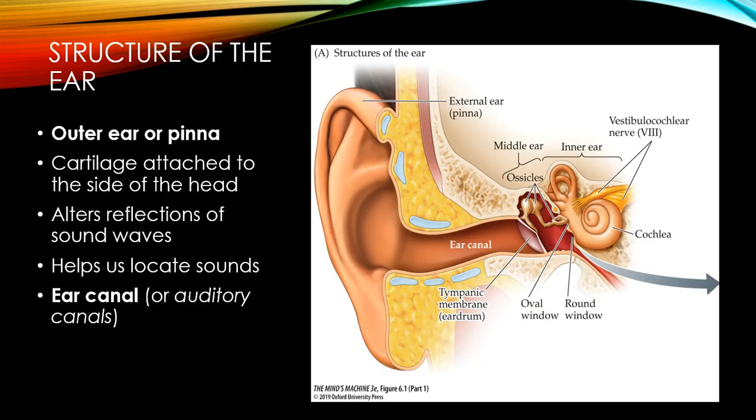So let's talk about the structure of the ear. There are three main sections of the ear that we'll talk about, and each section is made up of multiple parts. The first is the outer ear. That's this part here, the part that you see when you're looking at someone's head. It's the cartilage that's attached to the side of your head. That's the outer ear, or we also call it the pinna. It has this funny shape, but by having that shape, it's altering the reflections of sound waves and helping to funnel them into your ear. We'll talk about how this outer ear also helps us locate sounds. Also considered part of the outer ear is the ear canal, or the auditory canal. This is an air-filled section of our ear.